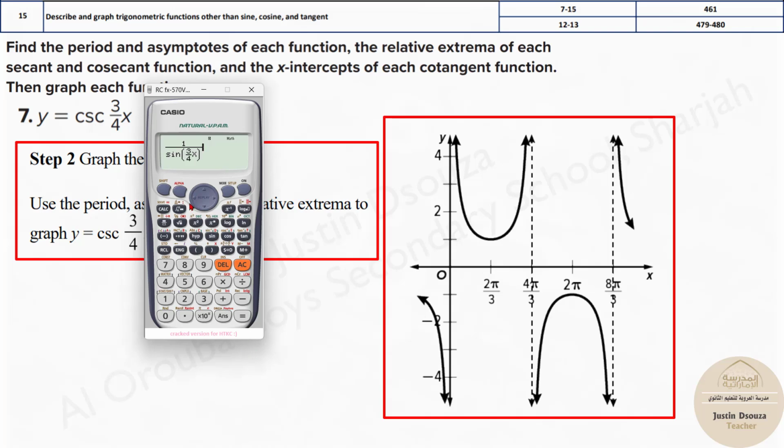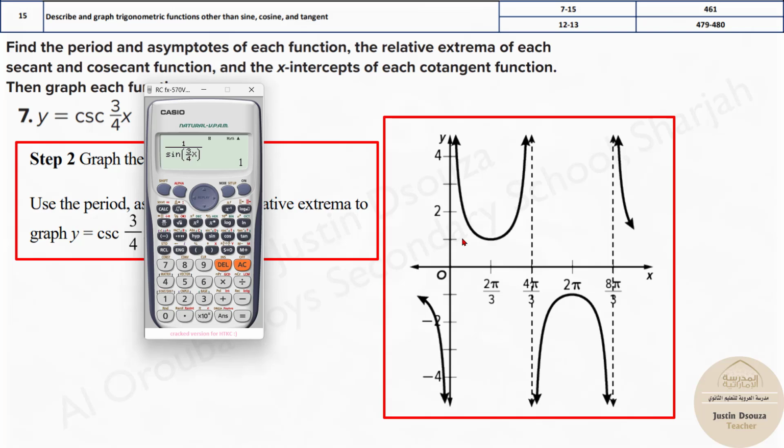Now let me choose another value. Let me calculate, say, at 2 pi by 3. When you're writing 2 pi by 3, you can't just use a fraction symbol. You can use a bracket for 2 pi and then divide it by 3. But since all are in multiplication, you can just write 2 times 180. Remember, we are using degrees. If you change this mode to radian, then you can use pi. But let's leave it in degrees. Pi is 180 divided by 3. And here you go, the answer is 1.